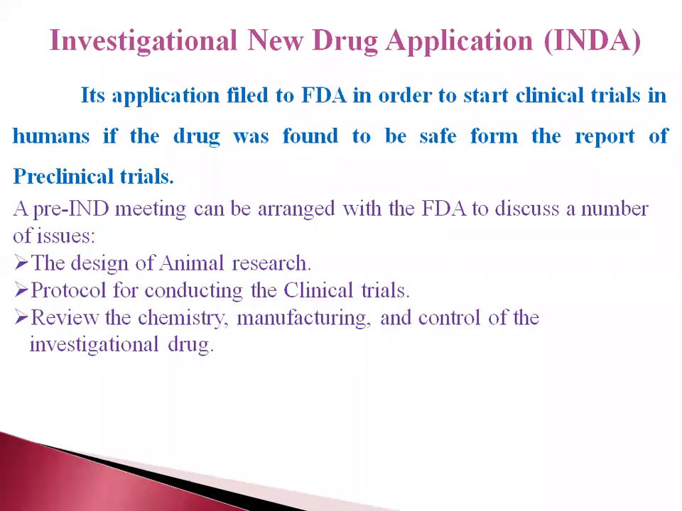The drug was found to be safe from the reports of preclinical trials. That means once it is confirmed that the particular chemical entity has effectiveness as well as safety, in that case we can file the IND application. A pre-IND meeting can be arranged with the FDA to discuss a number of issues. Before the IND application, we can have a pre-IND meeting with the FDA to discuss the design of animal research, the protocol for conducting clinical trials, and review the chemistry, manufacturing and control of the investigational drug.